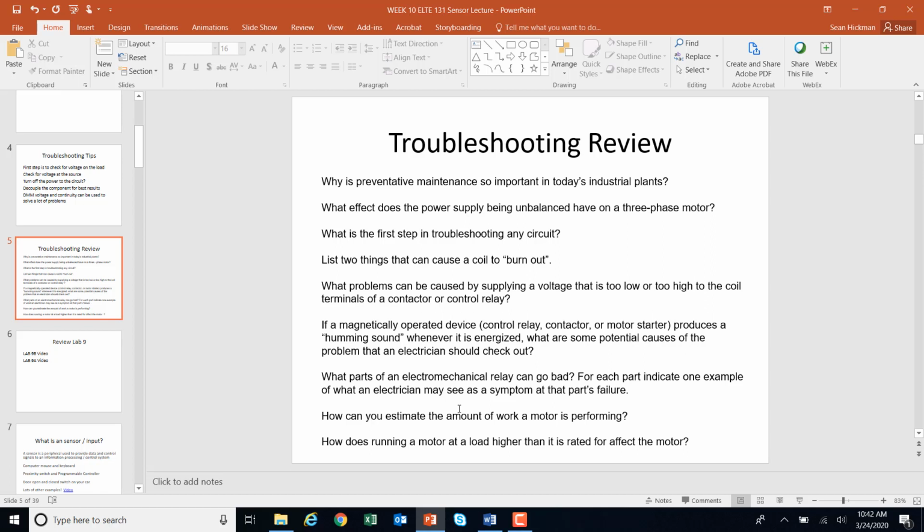What parts of an electromechanical relay can go bad? Well, the coil could go bad if you're giving it too much voltage or not enough, or you're cycling it a lot. That could do it.